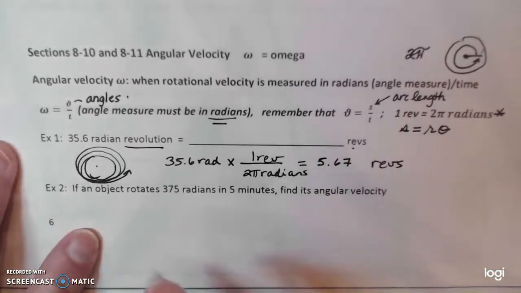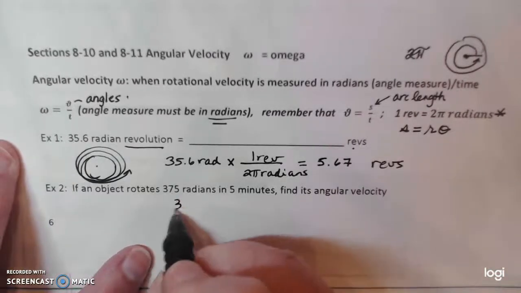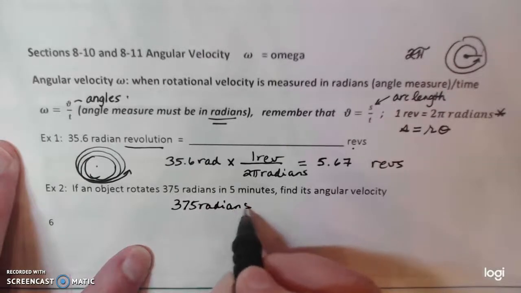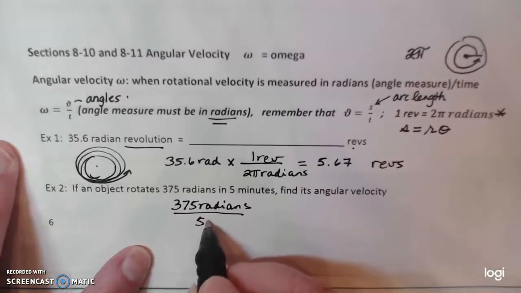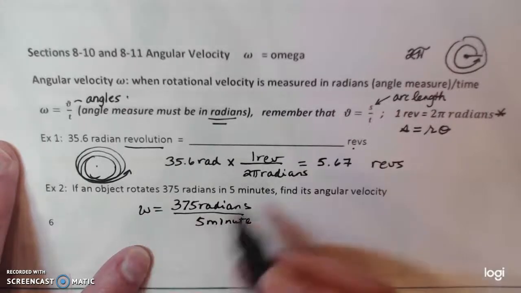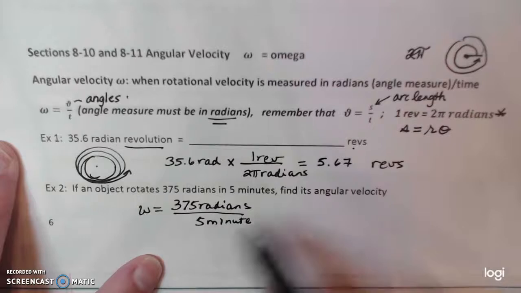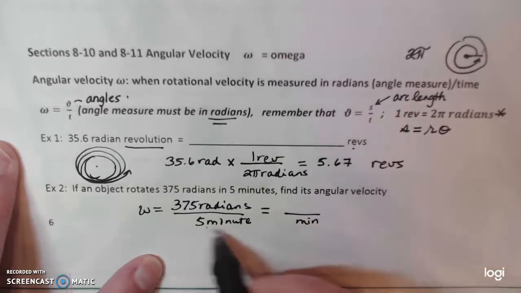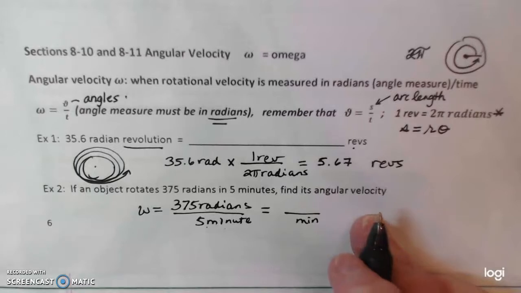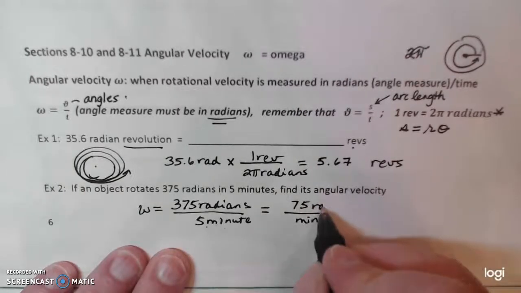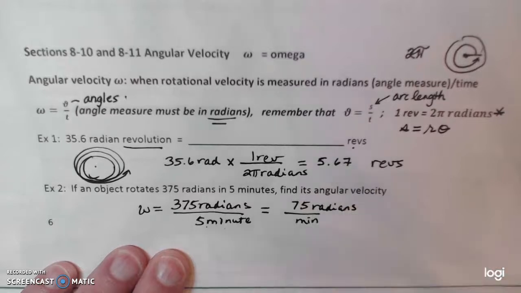Similarly, very quickly, if something rotates 375 radians in 5 minutes, find its angular speed. Angular velocity to be more precise. So angular velocity is literally just radians divided by time. And you want the time unit to be over 1 minute, not over 5. And so when you do that division, you get 75 radians per minute. We'll continue in our video, but this takes us through the bottom of page 6 of our notes.